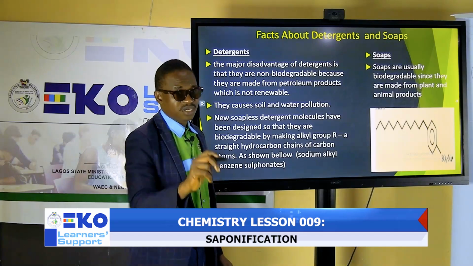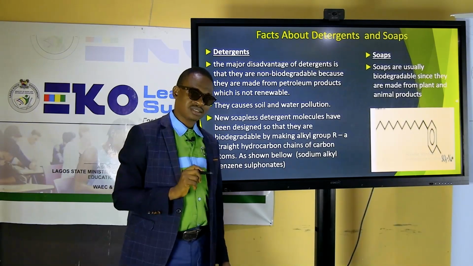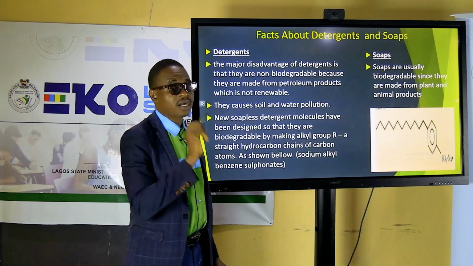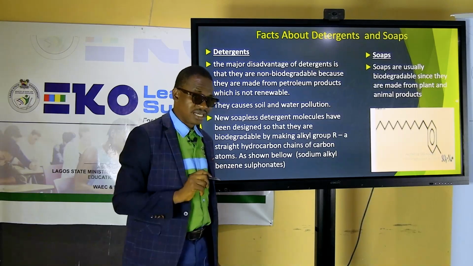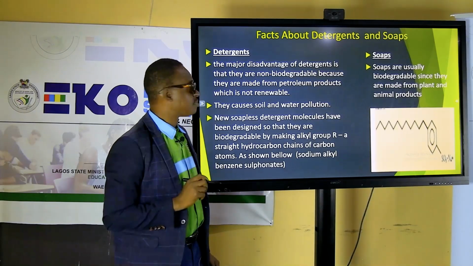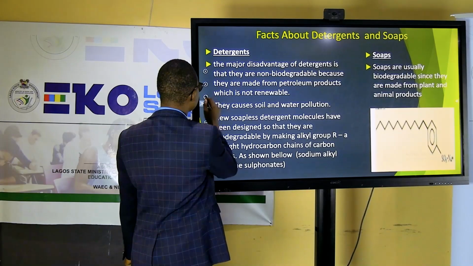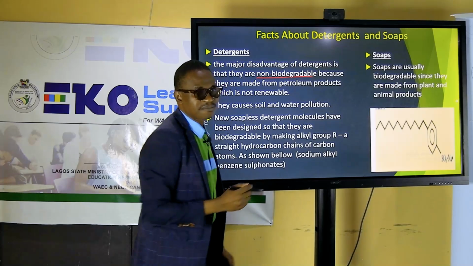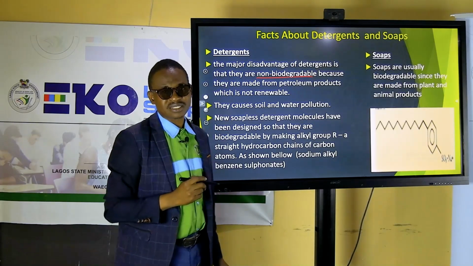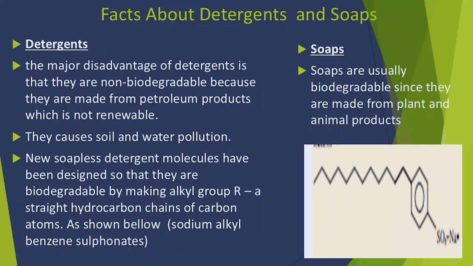But if you are to use detergent and this water you pour it somewhere, into a septic tank or into a gutter, you know what happens? It will not decompose. Why? Because they are non-biodegradable. Meaning, they cannot be broken down at all by microorganisms.